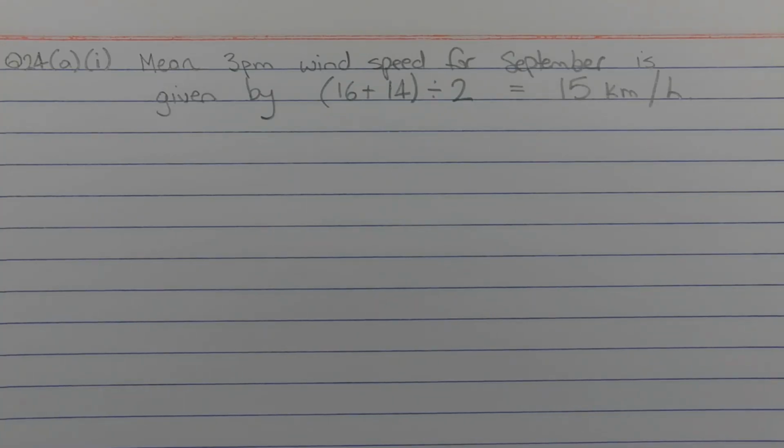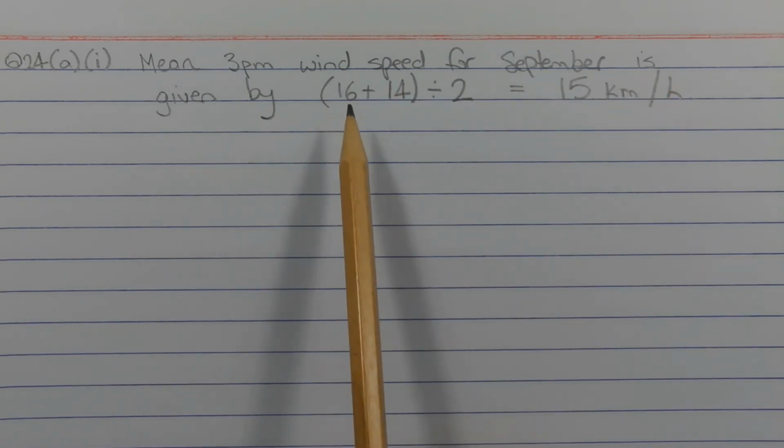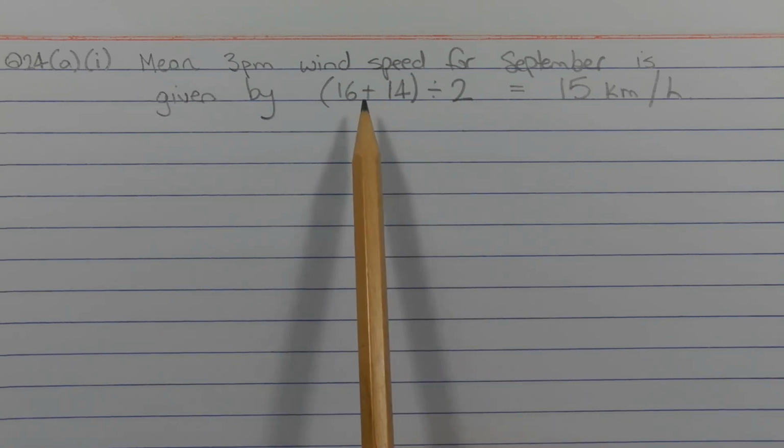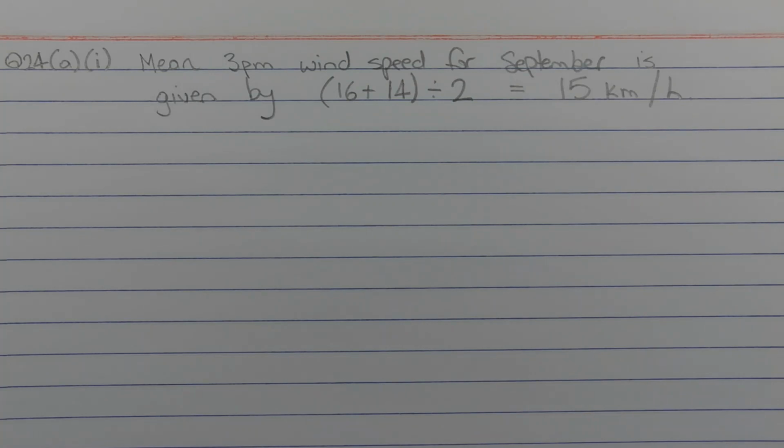Showing some working out, we can say that the mean 3 p.m. wind speed for September is given by (16 + 14) divided by 2, and that gives us the average of 16 and 14, and that equals 15 kilometres per hour.